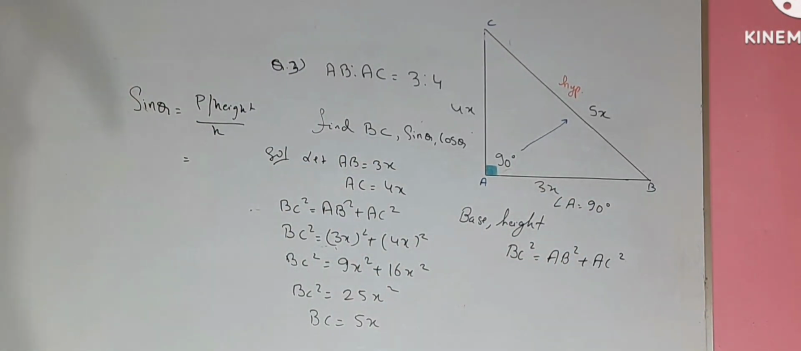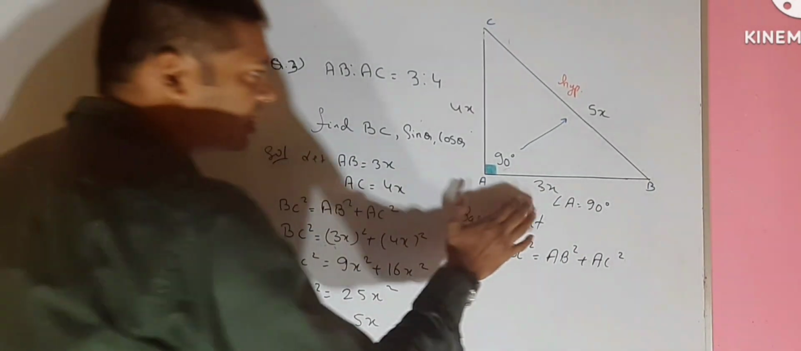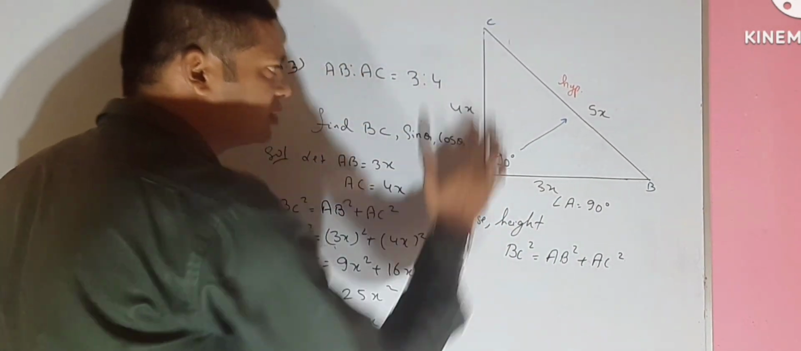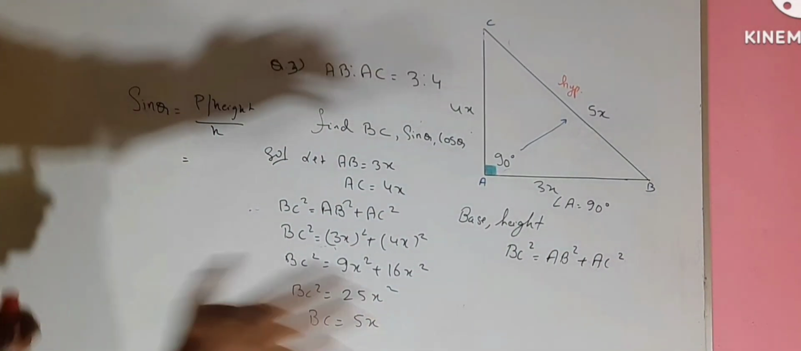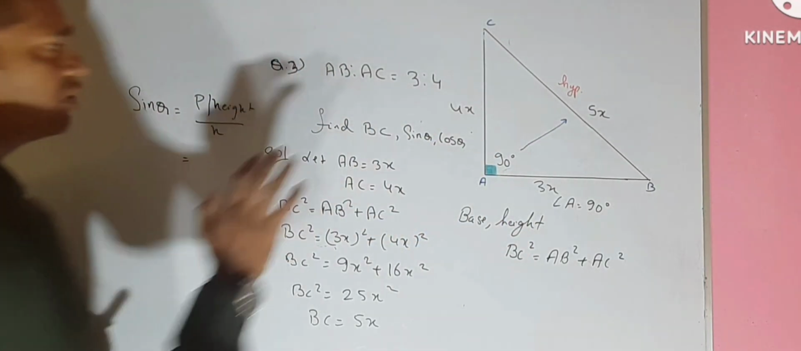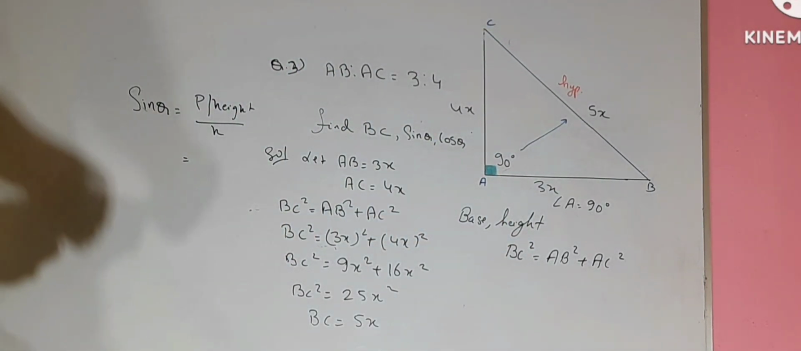So they are not clearly saying which one you have to take as base, which one as height. So we'll assume this one as height, visible only, and this is base. If they are saying, then only we'll decide this is base, this is height. But they are not saying anything in the question. They are saying that you have to find out sine theta and cos theta.